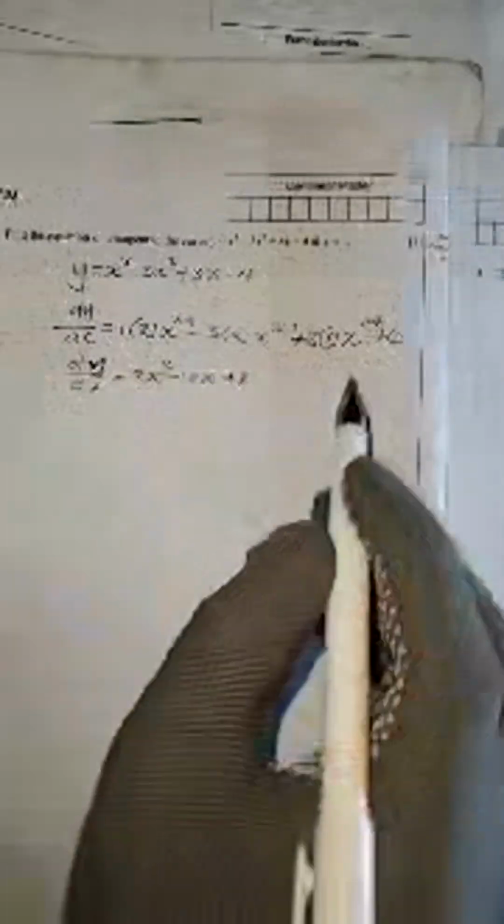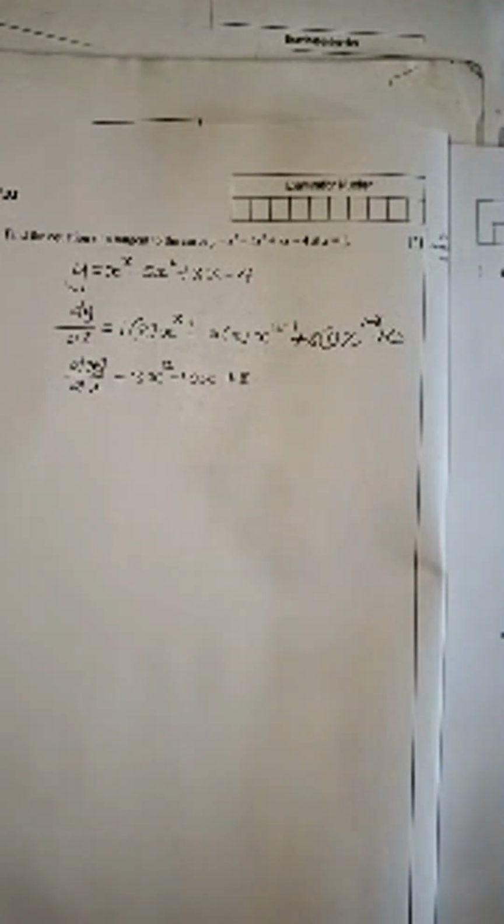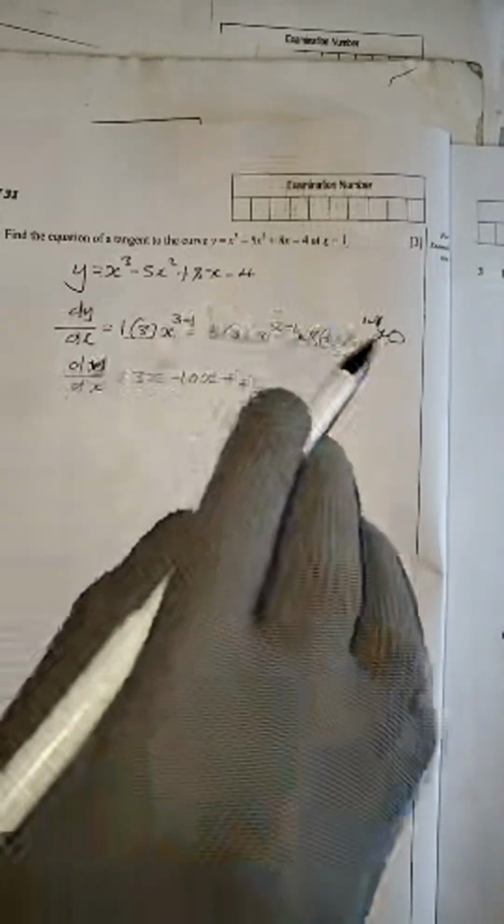Now, dy/dx is equal to 1 times 3 is just 3, x to the power 3 minus 1, 2. Negative 5 times 2 is negative 10. 2 minus 1 is just 1, so we remain with x. 8 times 1 is just 8. 1 minus 1 here is 0. x to the power 0 is 1. And 1 times 8 is just 8. Any number raised to the power 0, or any variable, is equal to 1. d/dx of a constant number is 0.